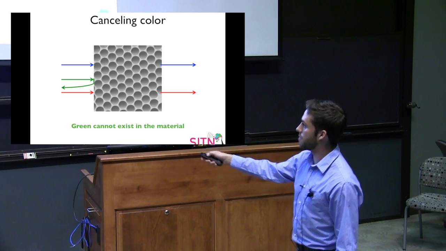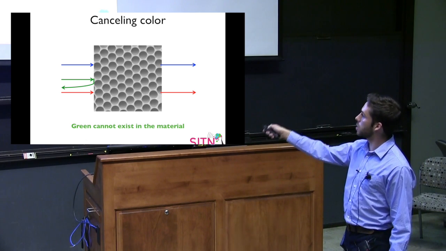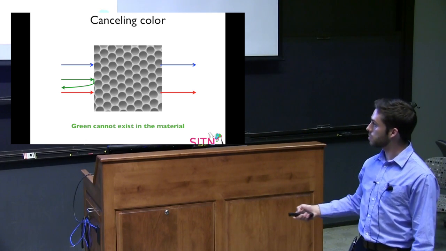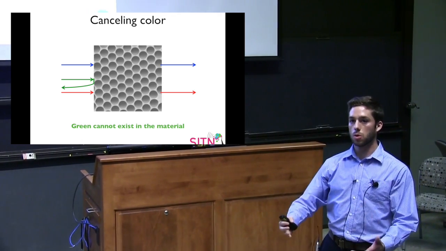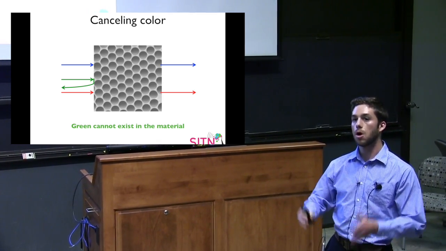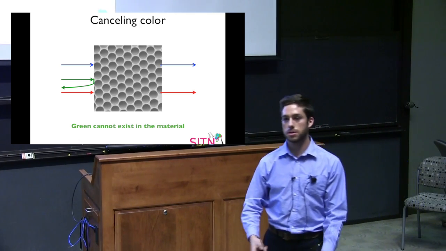Now, green might be kind of sad and lonely right now. It's not joining its friends passing through this photonic crystal. But we can actually use this to our advantage to start moving towards guiding light on the chip scale, on a similar scale as electronics.